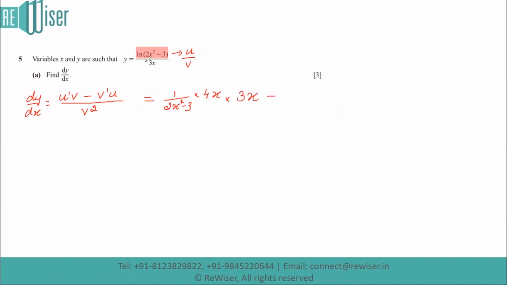Then minus v dash. V dash is nothing but differentiating the denominator, so that is the differentiation of 3x, which is 3, into u, which means keeping the numerator as it is, which is ln of 2x² − 3, and the entire thing divided by (3x) whole squared.